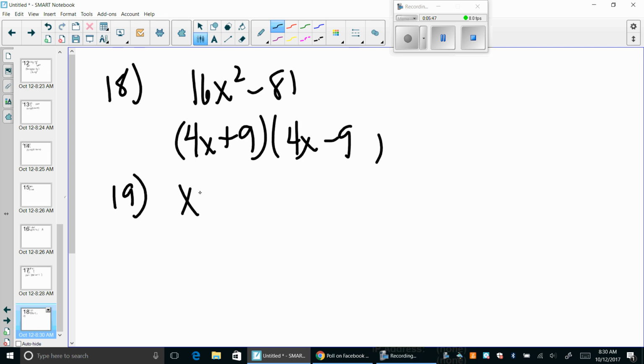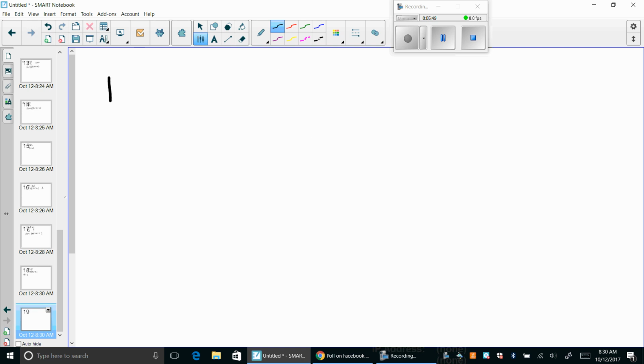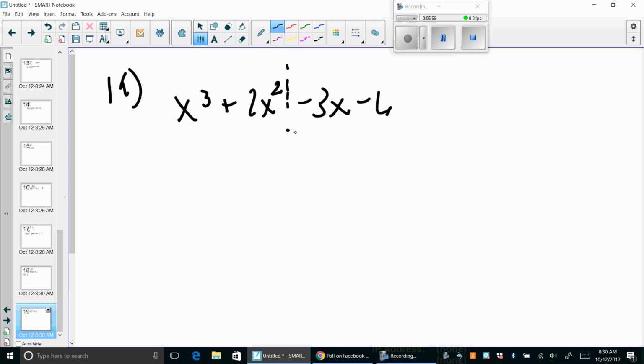Number 19. I'm going to go to the next screen. Number 19 is going to be a factor by grouping. I didn't have enough room on that other one. x cubed plus 2x squared minus 3x minus 6. So divide it up here.